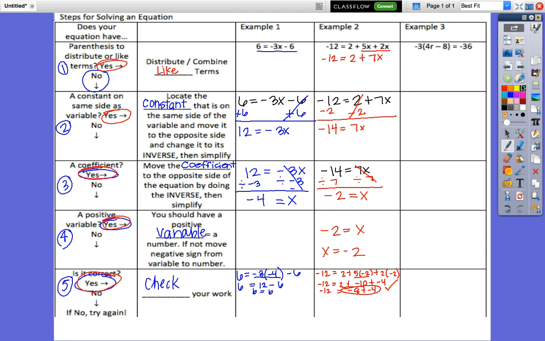Now I'm going to go to example 3. Question 1 says, do I have parentheses to distribute or like terms? And the answer is yes. So I'm going to distribute this negative 3 to everything in parentheses. Negative 3 times 4r is negative 12r. Negative 3 times negative 8 is positive 24. And we get that equals negative 36. Now, question 2 asks if I have a constant on the same side of the variable. And that answer is yes. So I'm going to bring this problem down.